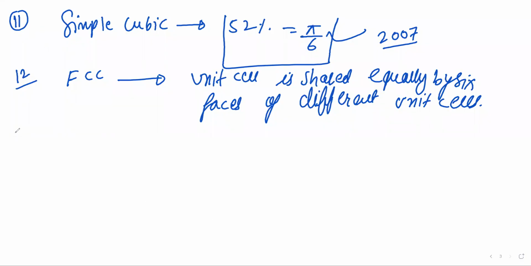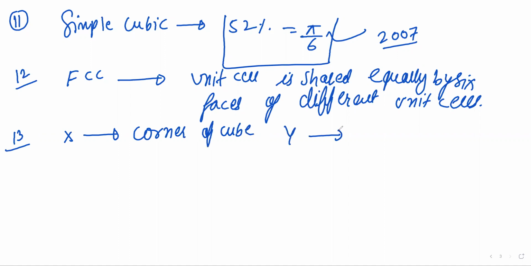Now see the next question, number 13. A compound formed by the element X and Y crystallizes in a cubic unit cell in which X are at the corner of the cube, right? And Y atoms are at the faces. Asked in 2004. See the explanation.